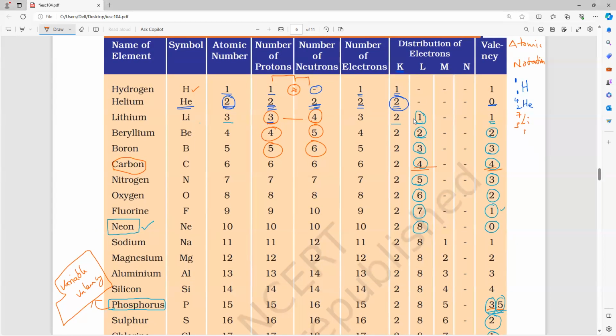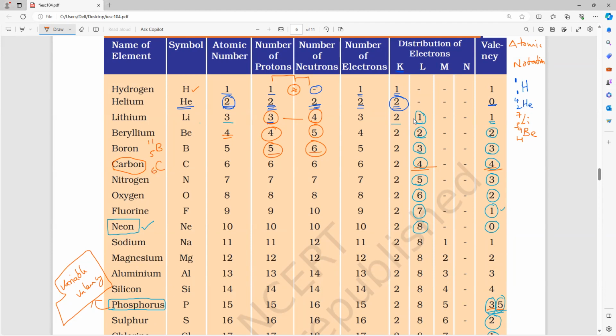Next, beryllium. The symbol for beryllium is Be. Atomic number is 4, atomic mass is 9. Yes or no, guys? Next, boron. Boron atomic number is 5, atomic mass is 5 plus 6, that is 11.